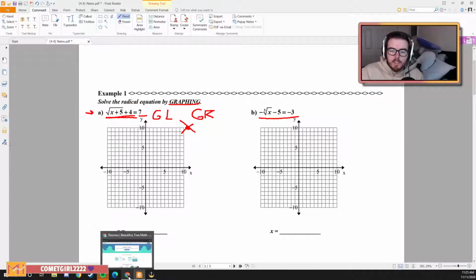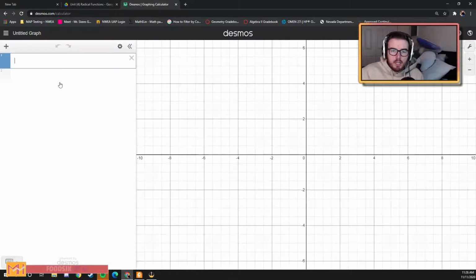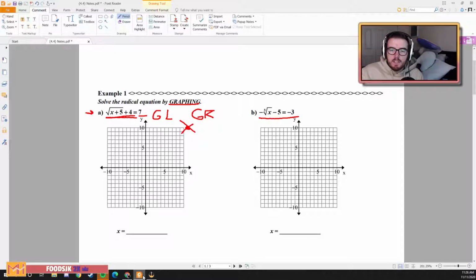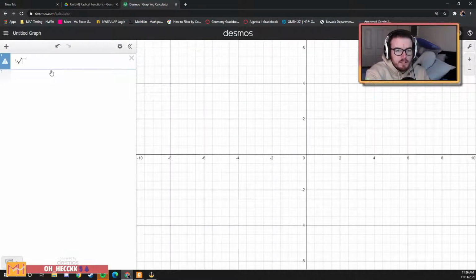All right, so let's go ahead and do that in Desmos here. I'm not going to try to do it by hand. I'm just going to use Desmos. I might as well, right? So if you see here, square root of x plus 5 plus 4. So let's type that in.